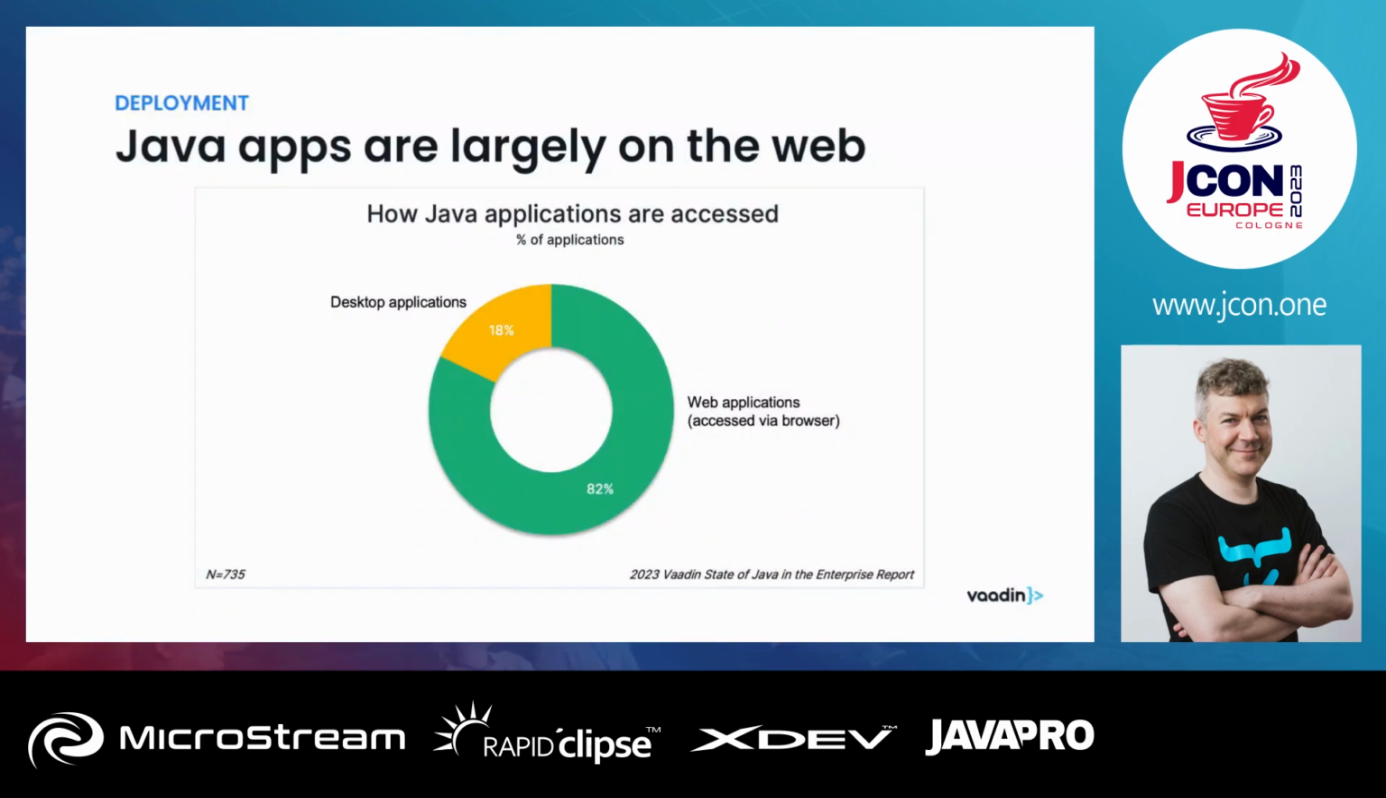So one thing that we found is, we had quite a number of respondents there. The results were actually shared in the Vaadin State of Java in the Enterprise Report of 2023. So one of the things that we tracked was, well, where are these applications? And it looks like almost 20% are still on desktop. So there's still some Java desktop out there. But the majority, by far the majority, so over 80% is definitely a web application.